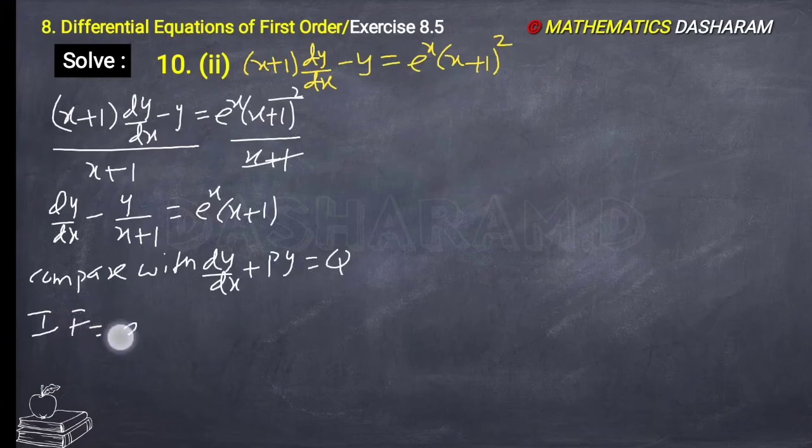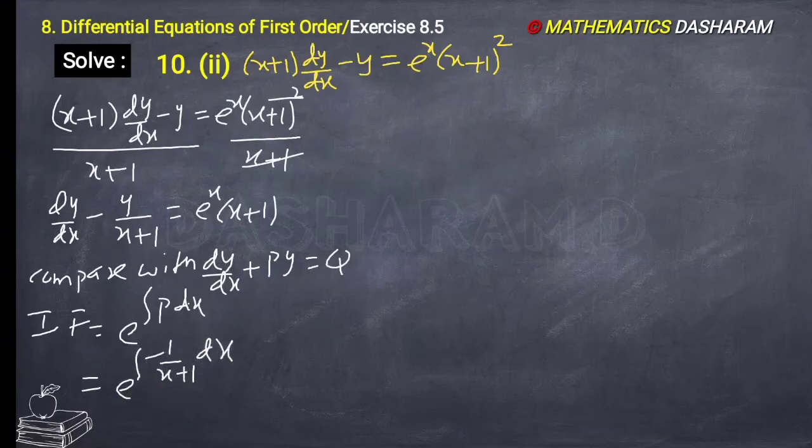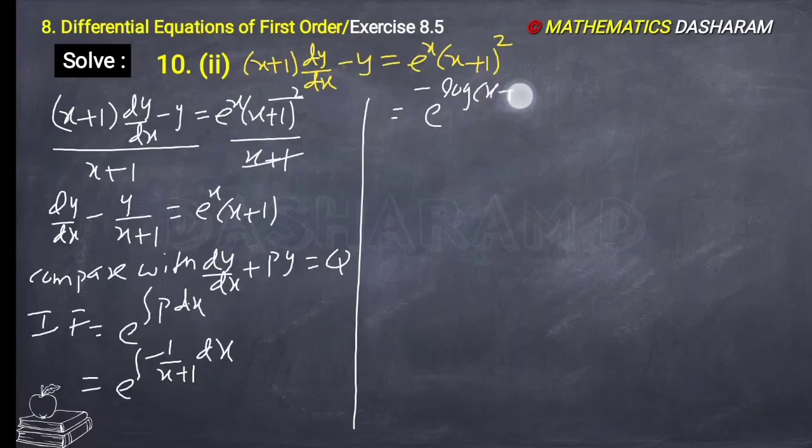So then the integrating factor is e to the power of integration p dx. So e to the power of minus 1 by x plus 1 dx. So it is equals e to the power of minus log x plus 1.